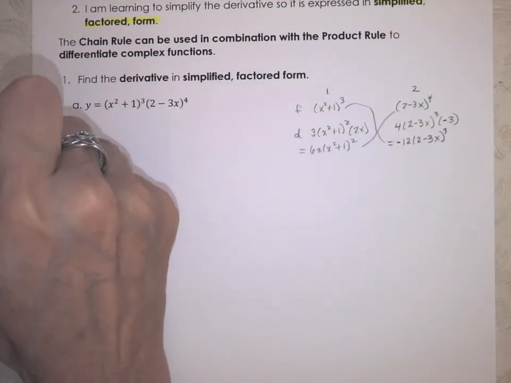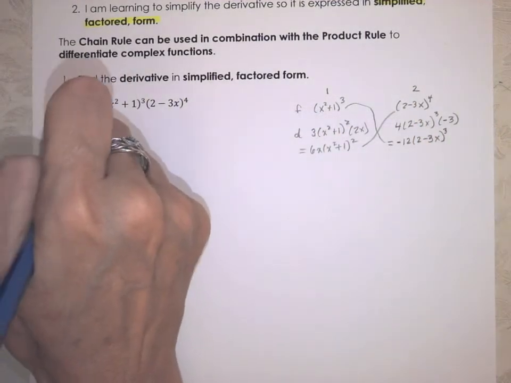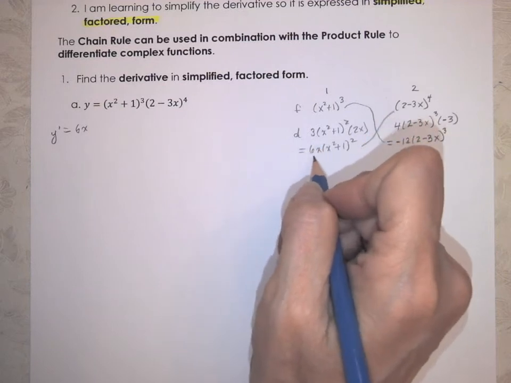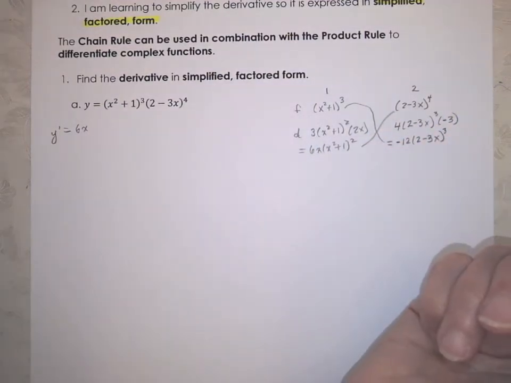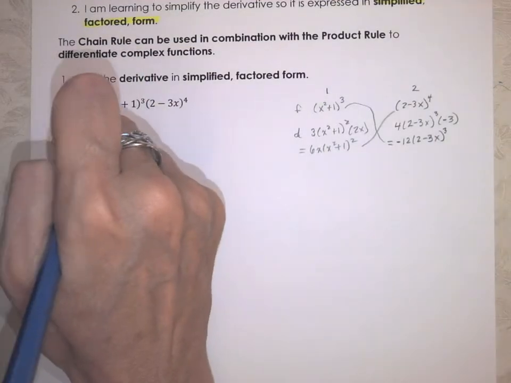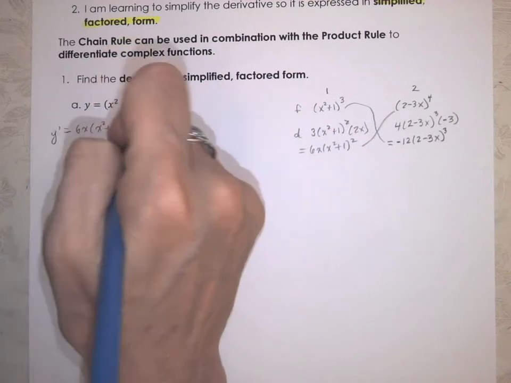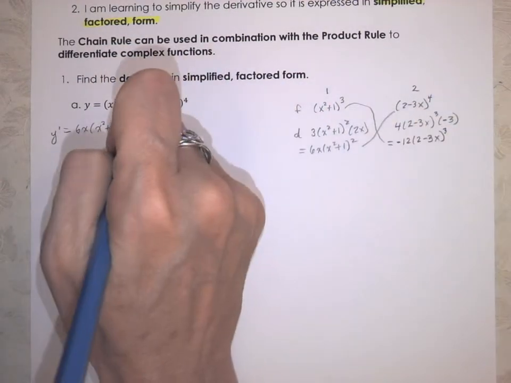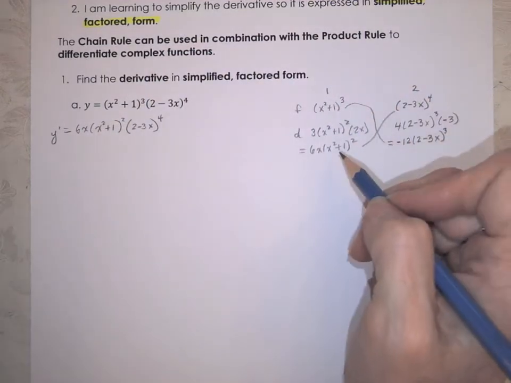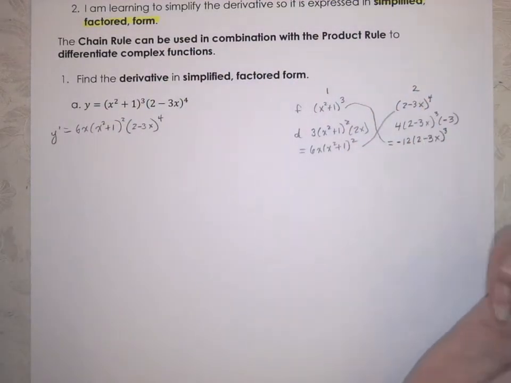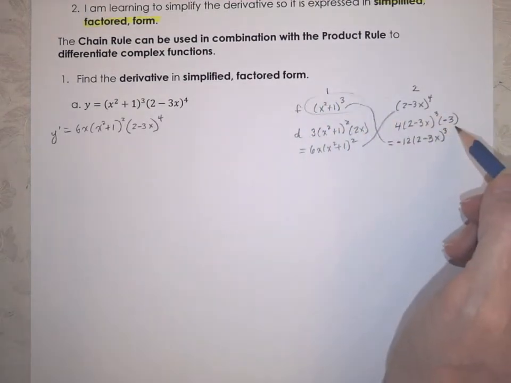So that says we're going to do the derivative of the first times the second. So I'm looking for any monomial term first in the two terms that I'm multiplying together. 6x is monomial, so I'm going to put it out front. Then (x squared plus 1) squared times (2 minus 3x) to the fourth. So derivative of the first times the second plus the first times the derivative of the second, so these two.